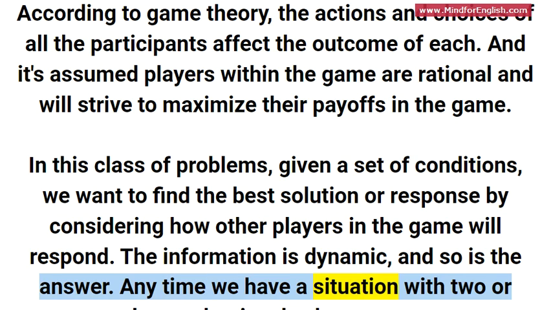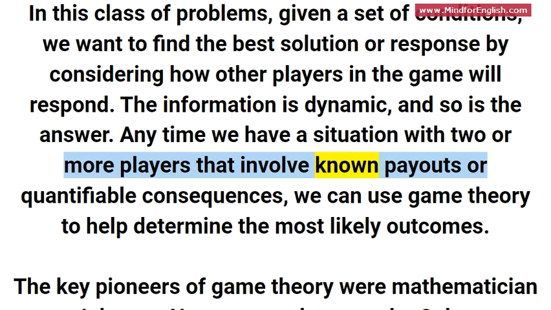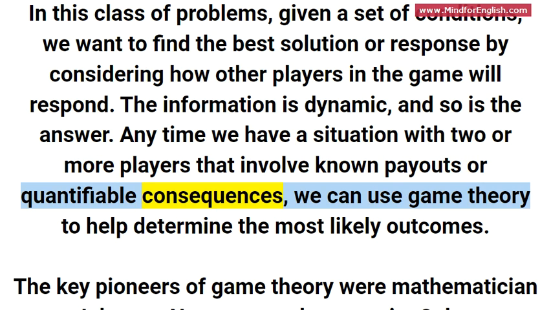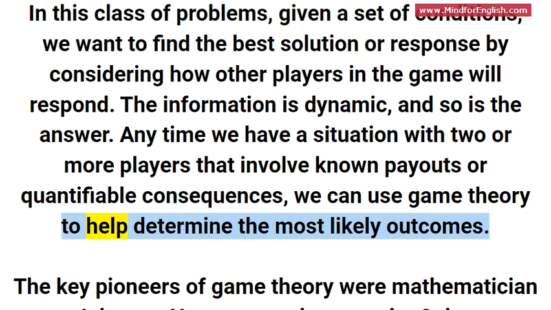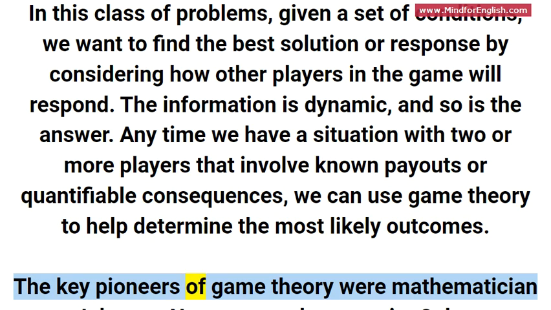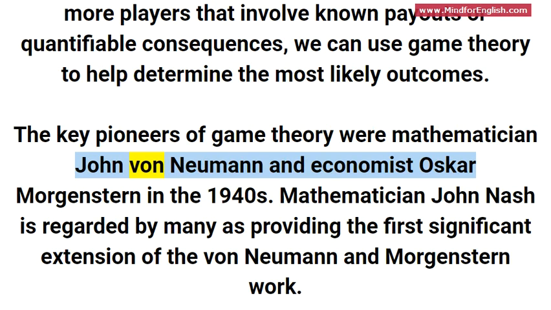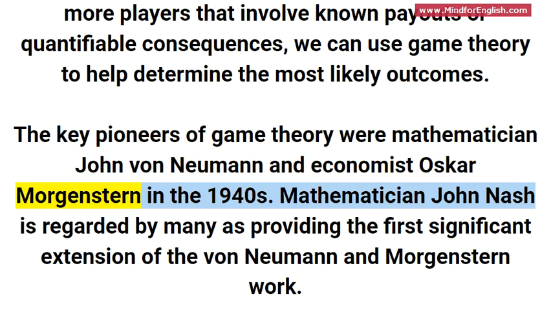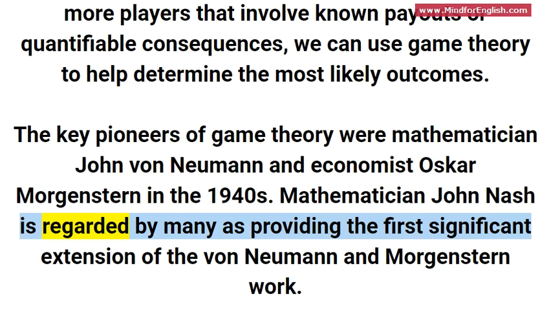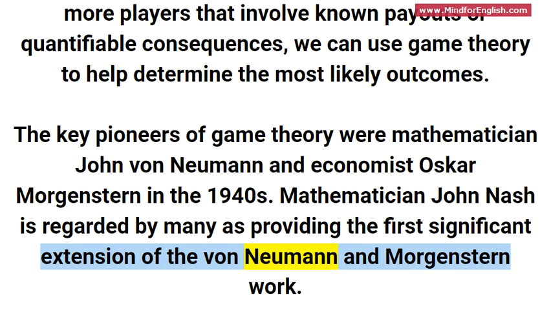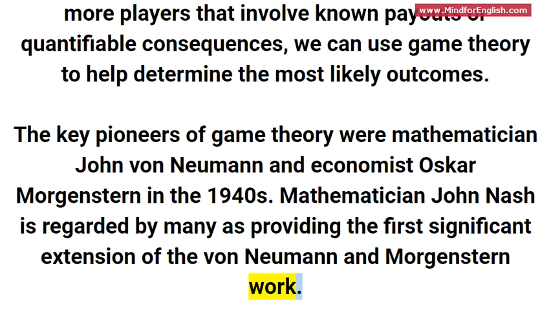Anytime we have a situation with two or more players that involve known payouts or quantifiable consequences, we can use game theory to help determine the most likely outcomes. The key pioneers of game theory were mathematician John von Neumann and economist Oscar Morgenstern in the 1940s. Mathematician John Nash is regarded by many as providing the first significant extension of the von Neumann and Morgenstern work.